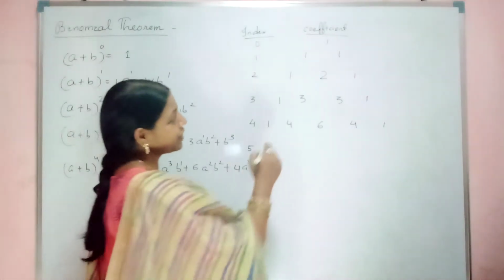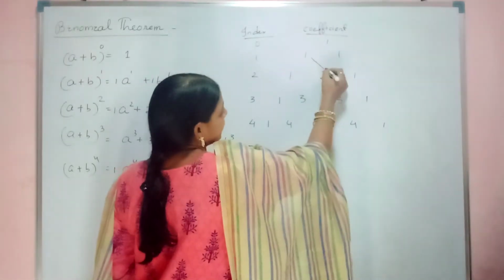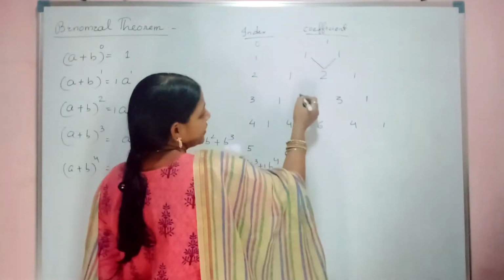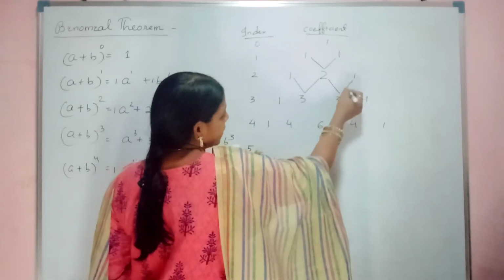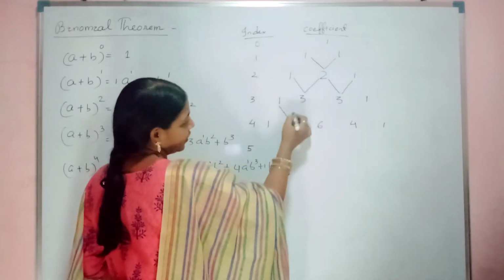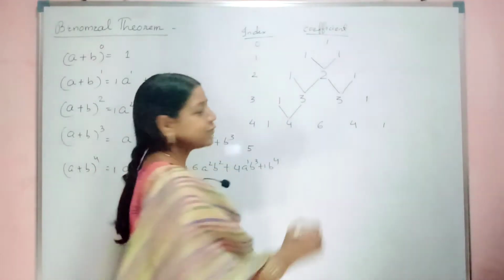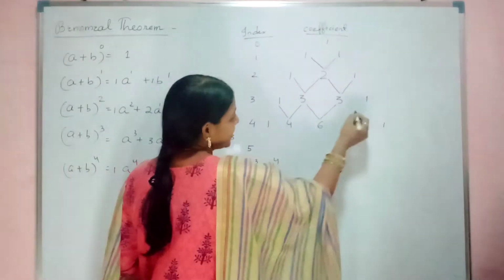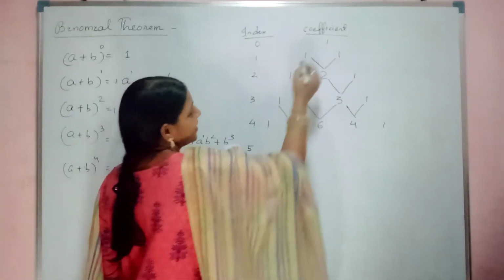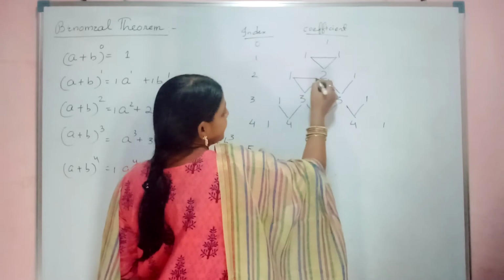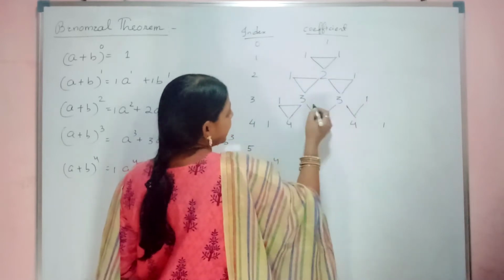You can just observe carefully. This 2 is nothing but 1 plus 1 is 2. Similarly, this 3 is nothing but 2 plus 1 is 3. This 3 also is 2 plus 1 is 3. Similarly, this 4 is nothing but 1 plus 3 is 4. This is 3 plus 3 is 6. This is 3 plus 1 is 4. Now this end 1 is there. If you join like this, now what are you finding?